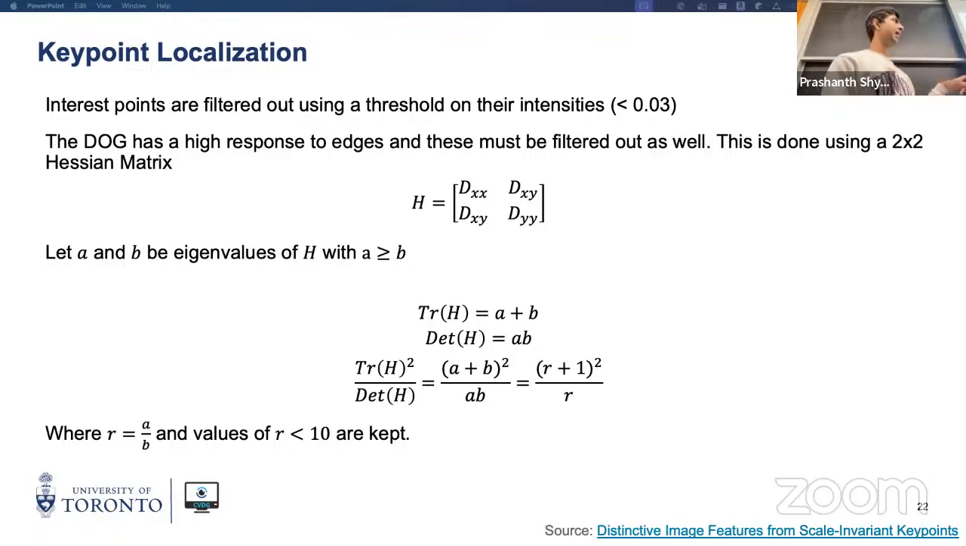And we calculate the eigenvalues once more. Here, a and b are the eigenvalues. And we know from the previous slide that we want a and b to be high and to be relatively equal. And that's the condition for corners. And in the paper, they use this equation, (r plus 1) squared divided by r with that value, and only for values of r less than 10, this is kept.